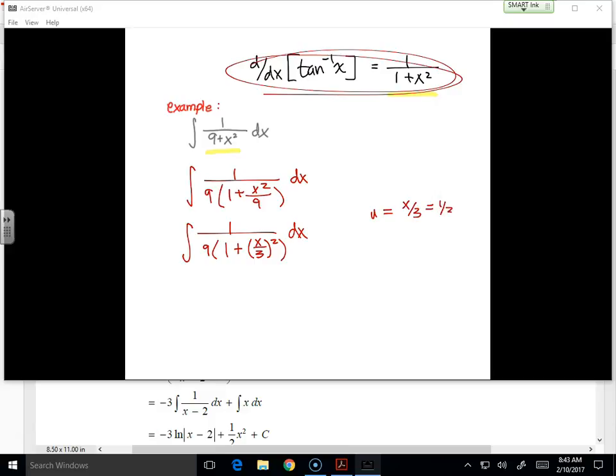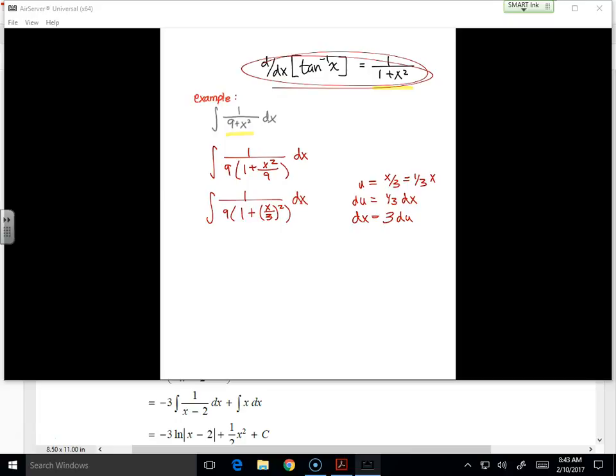Haven't you learned 1/3 x is a lot easier to write? Especially if you're going to do du. Who's du of 1/3 x? 1/3 dx. Follow your system. So who's dx equal? 3 du. Multiply 3 to the other side.